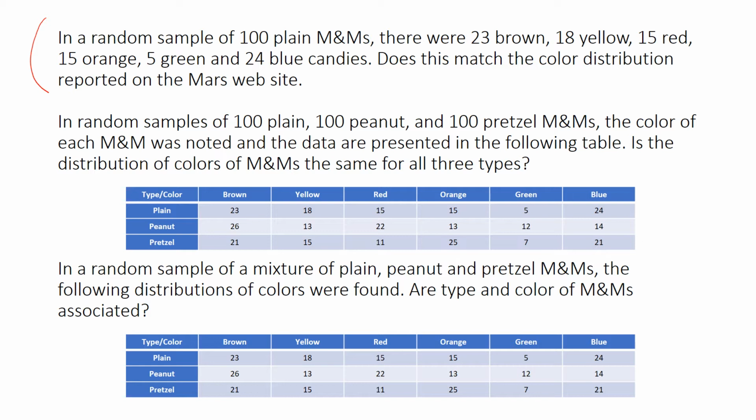First, let's look at the variables. I have only one variable, color. It's clearly categorical with 6 different categories. So the 6 categories means I'm in chi-square. I have one sample, a random sample of 100 M&Ms. So I have one variable, more than 2 categories, one sample. This is chi-square goodness of fit.